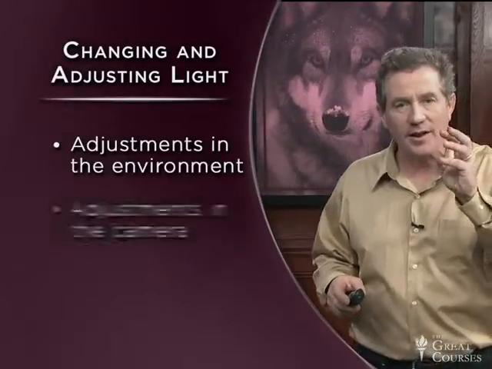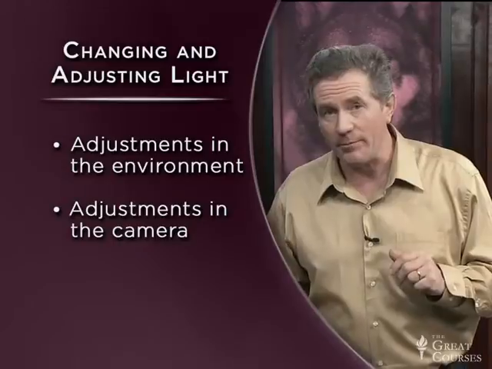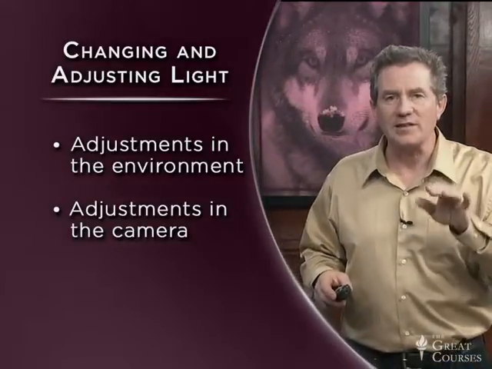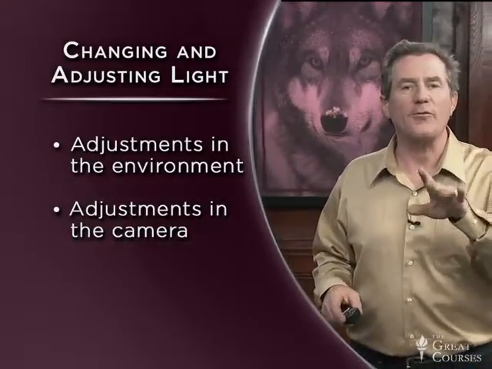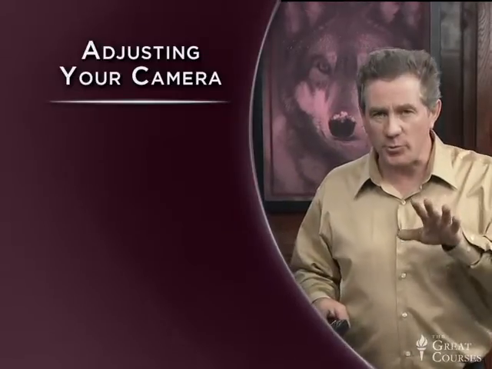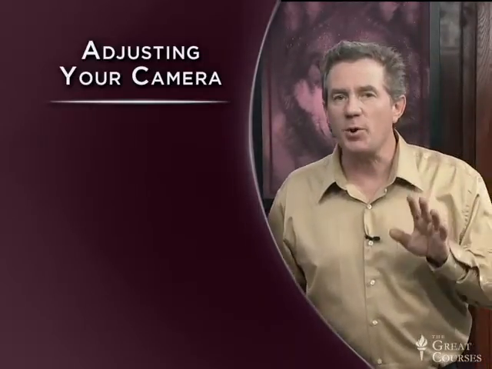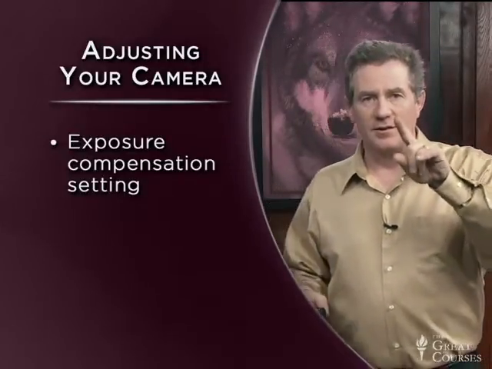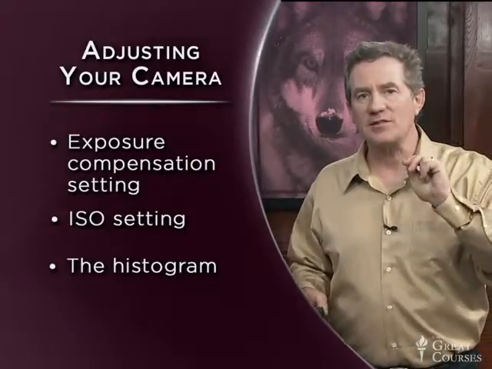Adjustments in the environment and adjustments in your camera. Getting a picture well lit is about doing both. Let's talk first about adjusting the camera. Three things to remember here: exposure compensation, the ISO setting, and the histogram.